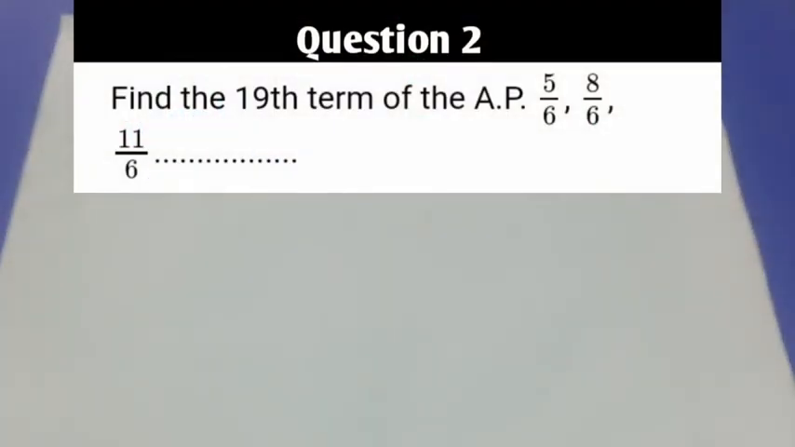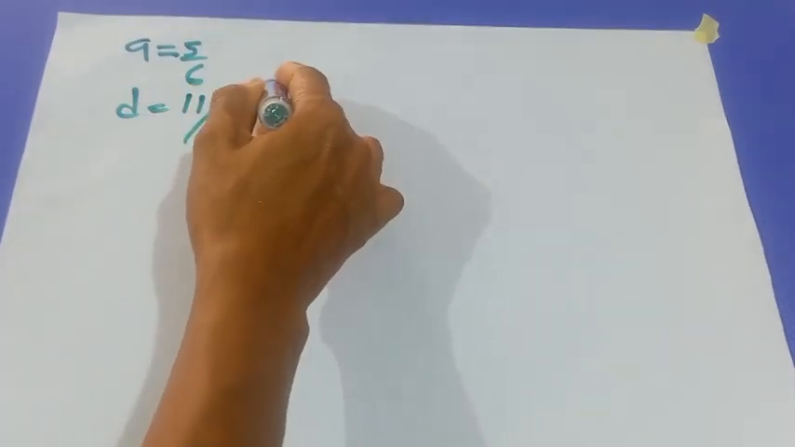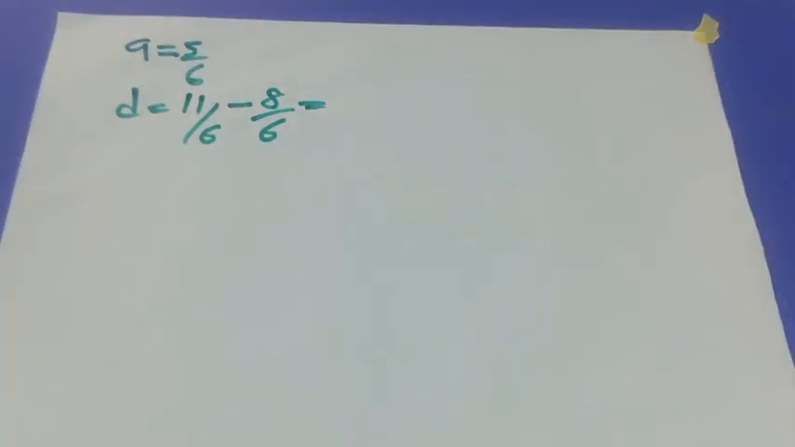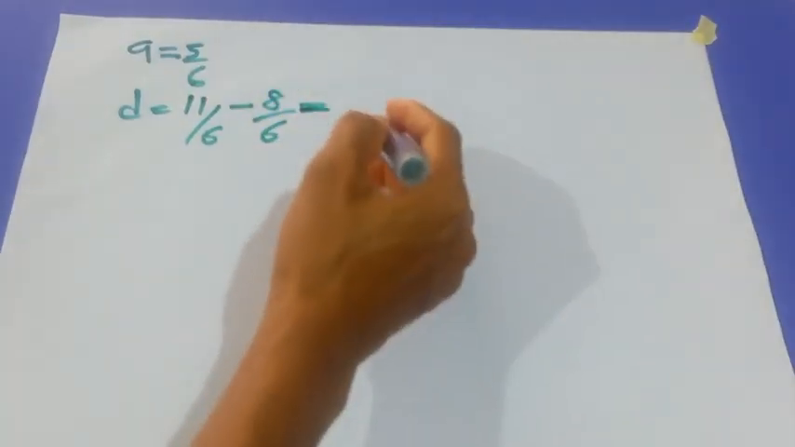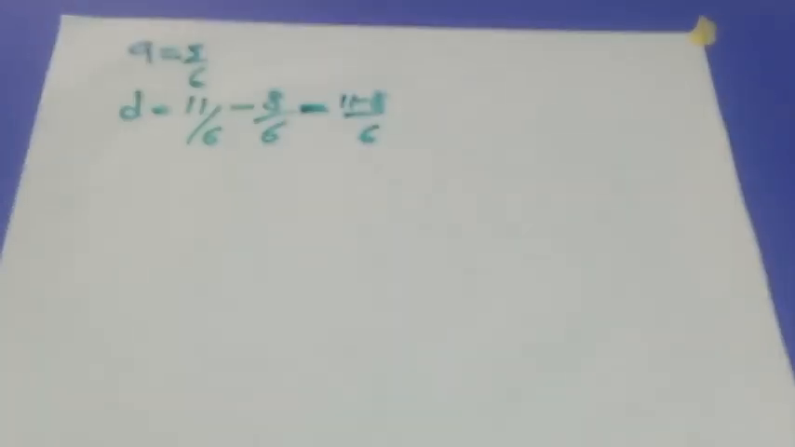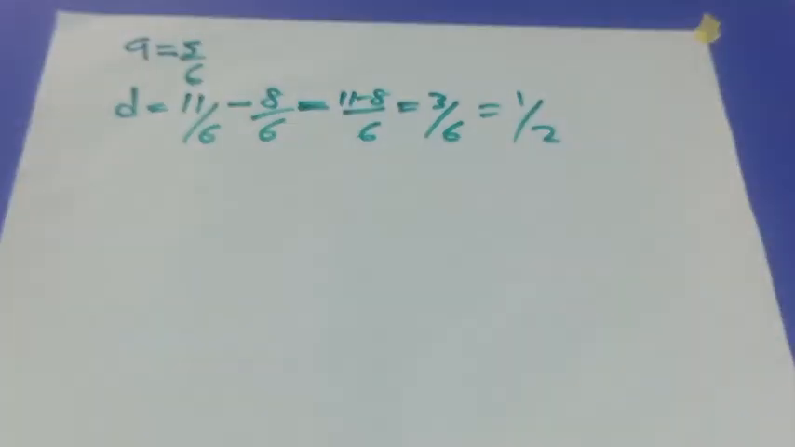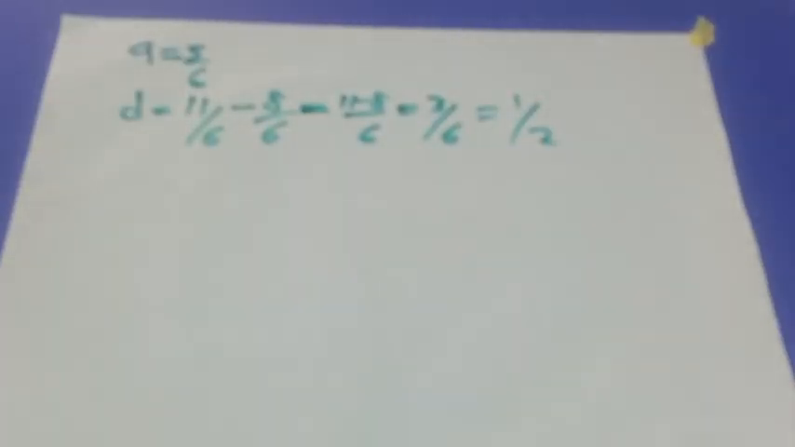The second question, find the 19th term of the AP, 5 over 6, 8 over 6, 11 over 6. So A is 5 over 6. Let's get the common difference. The common difference, 11 over 6 minus 8 over 6, will be 11 minus 8 over 6. That will be 3 over 6, which is 1 over 2. So we have gotten the common difference.